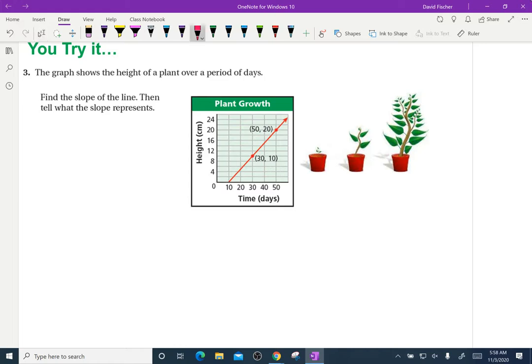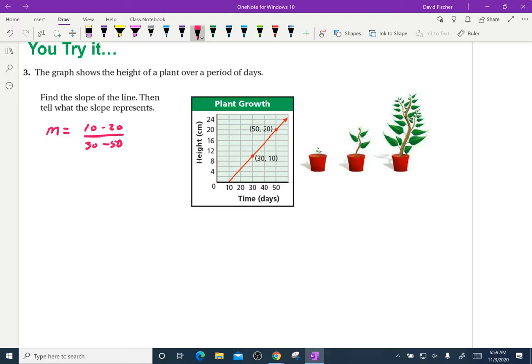When the graph is like this, to do the rise and run is a little bit difficult because they're counting by 10, but you still could do it. Sometimes it's just faster to do it with the slope formula. For example, I'm going to say 10 minus 20 and 30 minus 50.